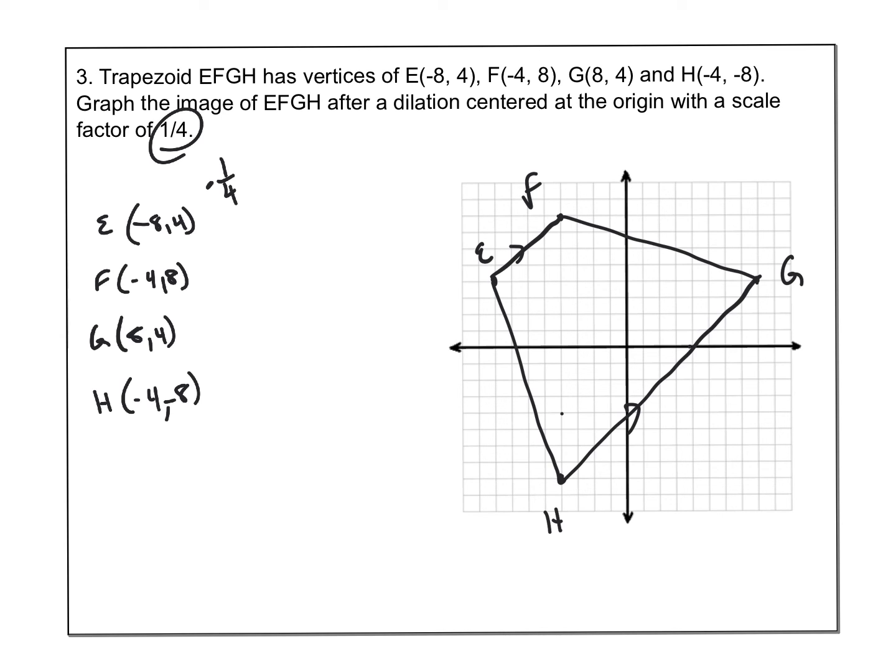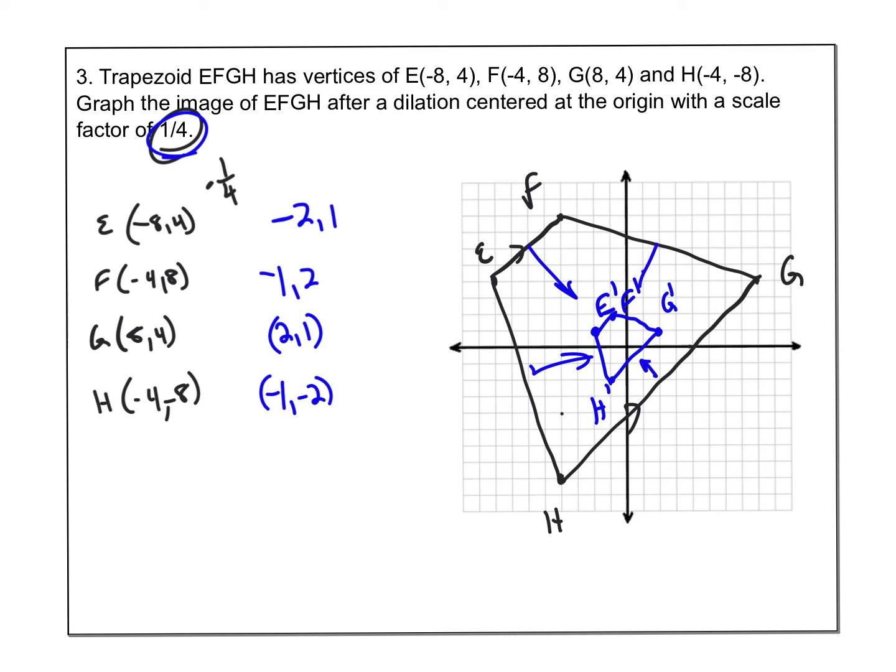So now my new point is going to be negative 2, 1. So there's new E, sorry. This is going to be negative 1, 2. So there's going to be the new F. 2, 1 is going to be the new G. And negative 1, negative 2 is going to be the new H. So when I plot this, that should be my answer. All right, so it's going to be 1/4 the size of the original shape, which makes sense.